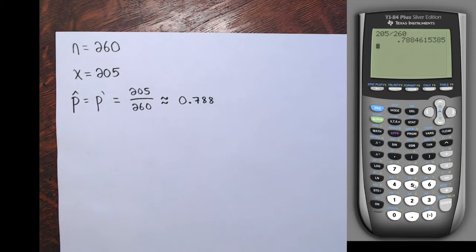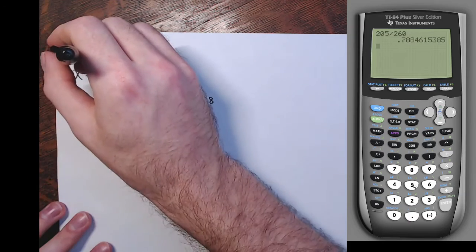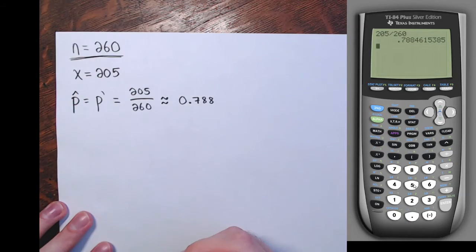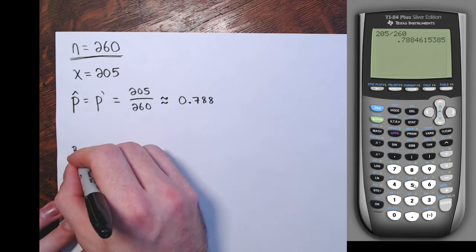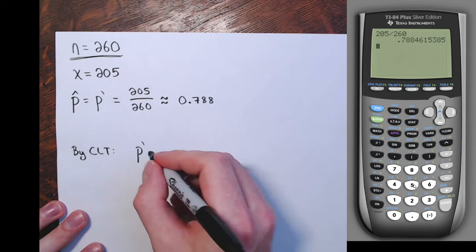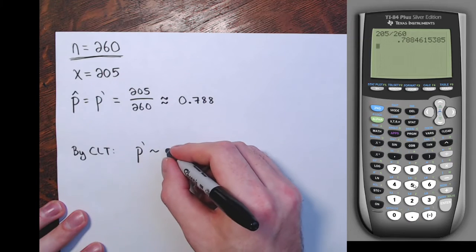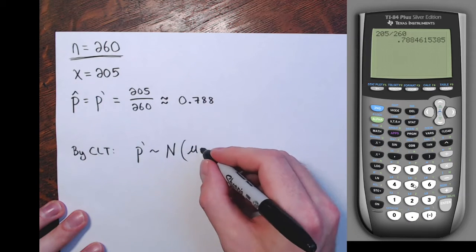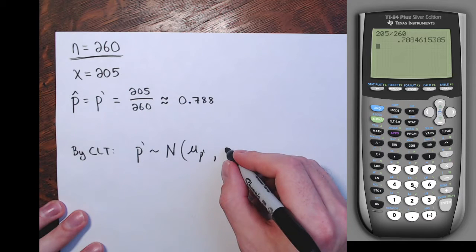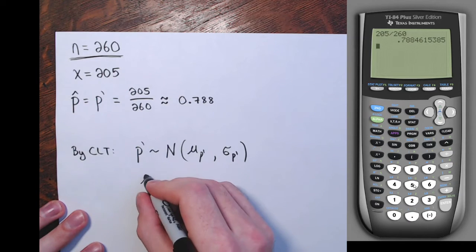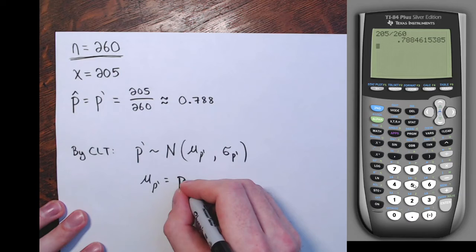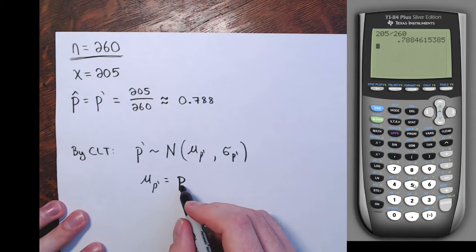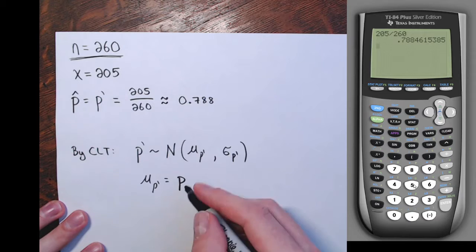Now, remember the central limit theorem for proportions. If we were to look at all possible samples of size 260 and all their p hats or p primes, by the central limit theorem for proportions, the distribution of those p hats would be a normal distribution with a mean of mu sub p prime and a standard deviation of sigma sub p prime, where the mean, mu p prime, is the proportion of the population. What percentage of the population, all people, took a college entrance exam? This is not known, though.